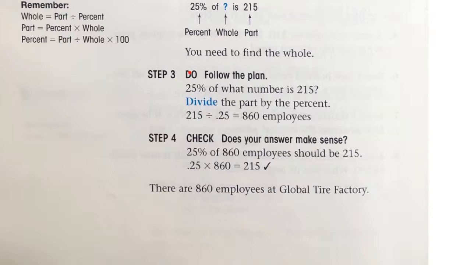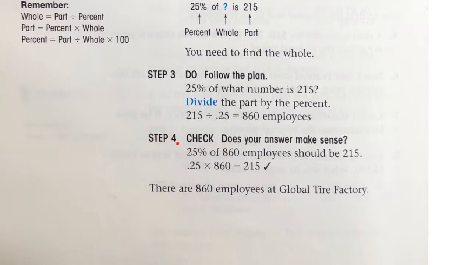So we figured out a plan, now we've got to do it. So 25% of what number is 215? Divide the part by the percent. The part is 215. It's getting divided by 25%, shown as a decimal, 0.25. When you run that division problem, you get 860, and it's 860 employees. So we can label the answer of the word problem.